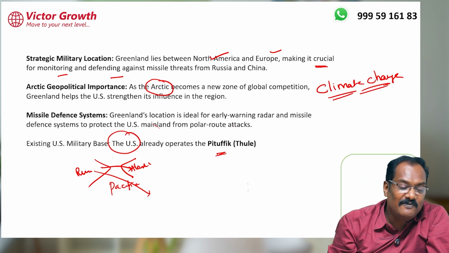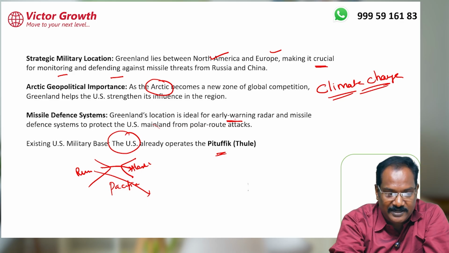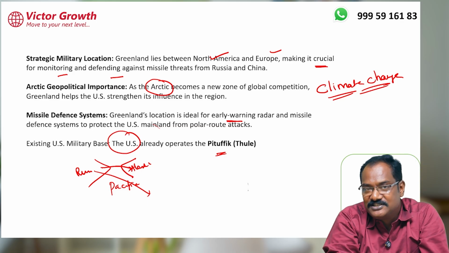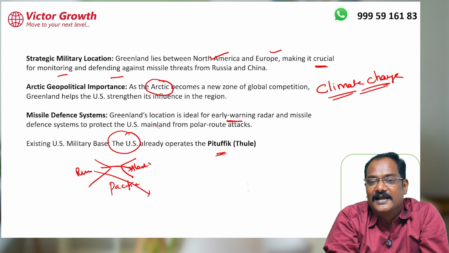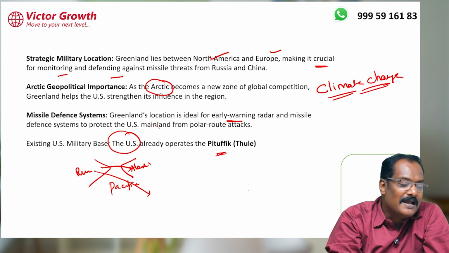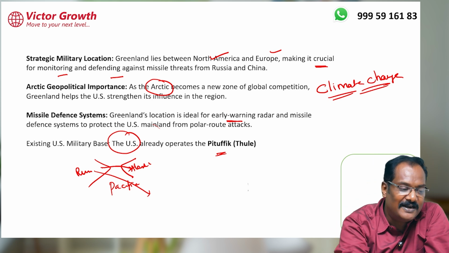And the early warning system, I told you that is a possibility. So what we know is that it is located strategically between Europe and America. That is one point. The second thing is that an early warning system for missiles is possible. The US already has a base.